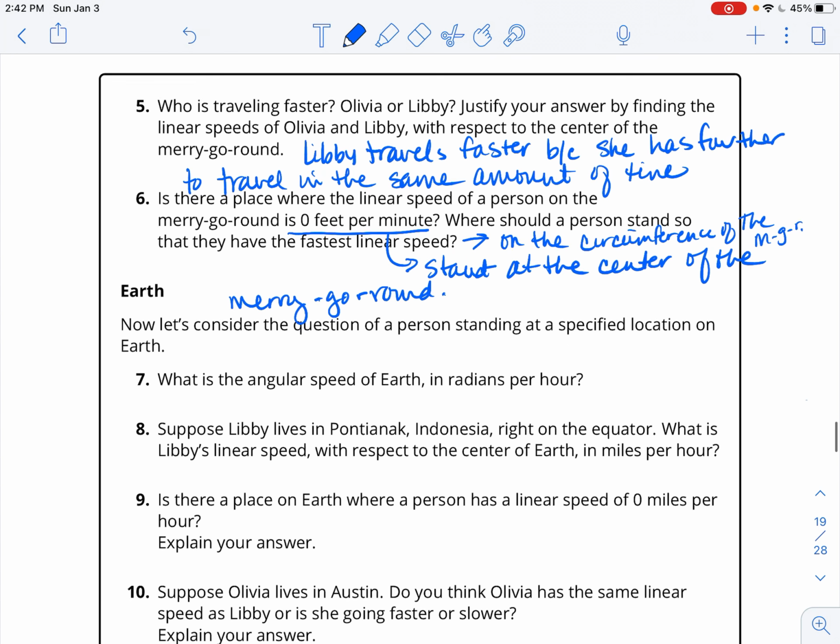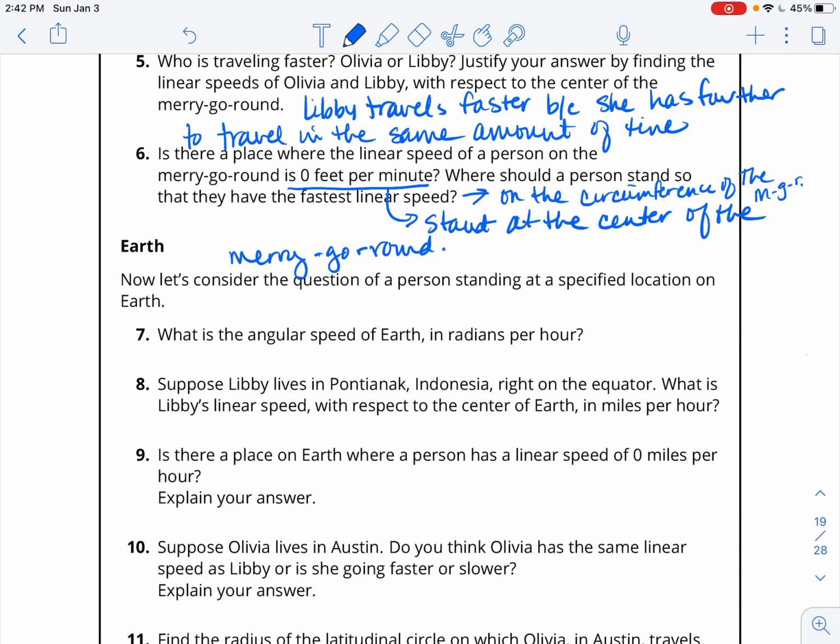So now let's take a look at the Earth. What is the angular speed of the Earth in radians per hour? Well, the Earth travels through 2 pi radians in 24 hours. And so if I reduce this, this is pi over 12 radians per hour.